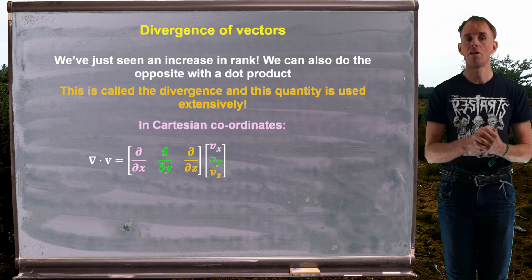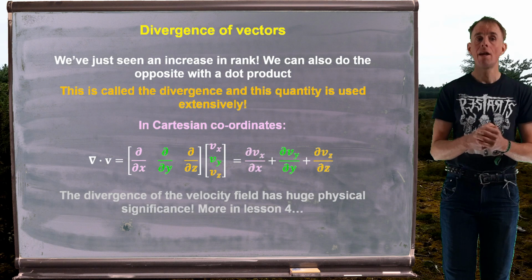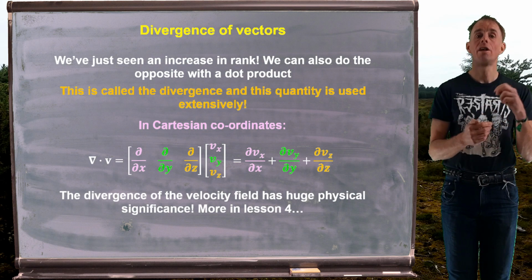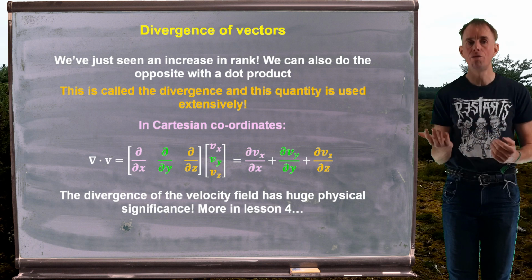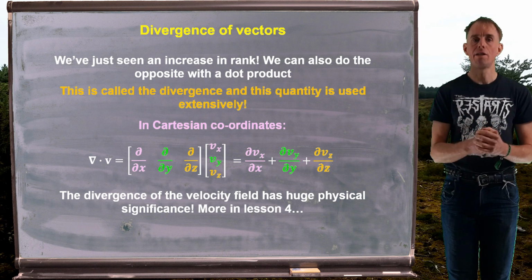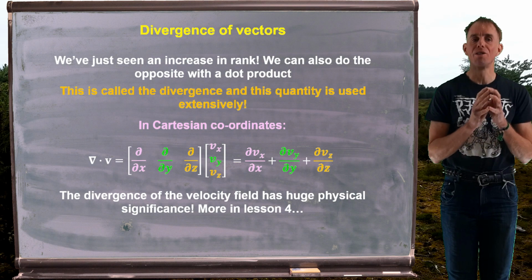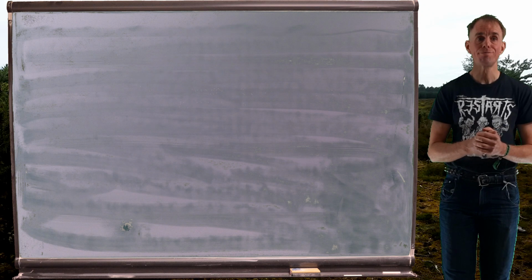column vector, vx, vy, vz. And we know the result is a scalar, and it is the sum of d by dx of vx plus d by dy of vy plus d by dz of vz. And so there we have the final result written out for you. And again, we're going to be touching on the physical meaning of this a lot in lesson 4.